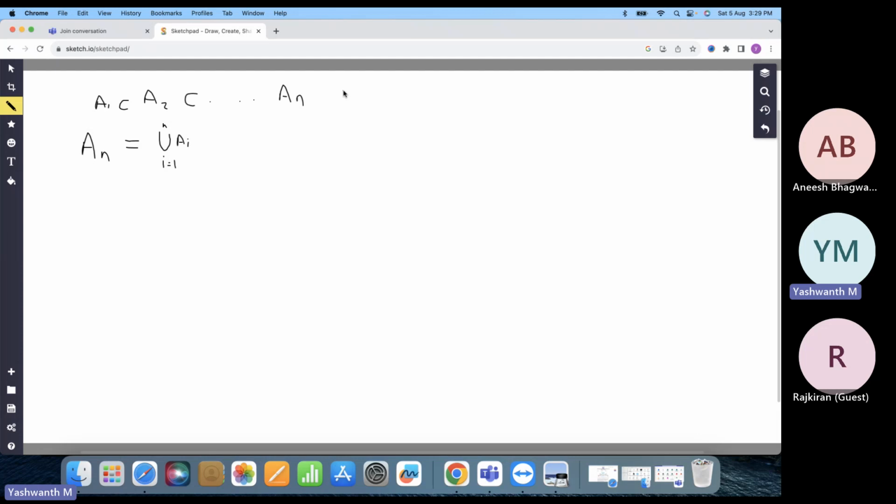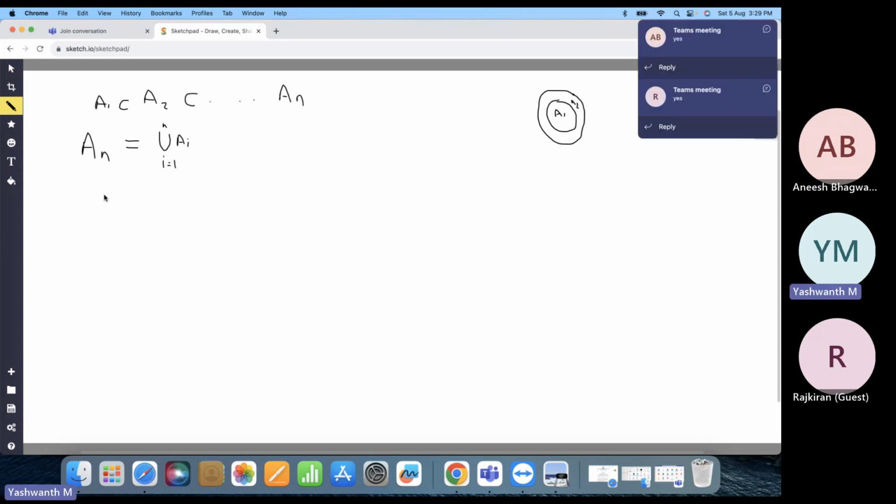Do you agree with this? Just imagine that A1 is contained in the bigger circle A2. Now A2 is nothing but the union of A1 and A2. Clear, right? Because we will use this fact repeatedly.